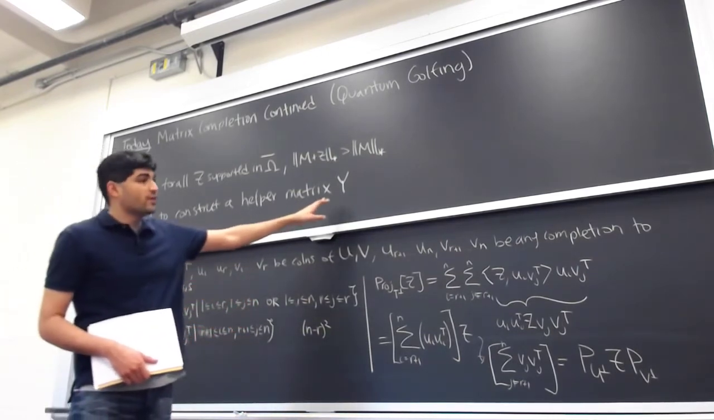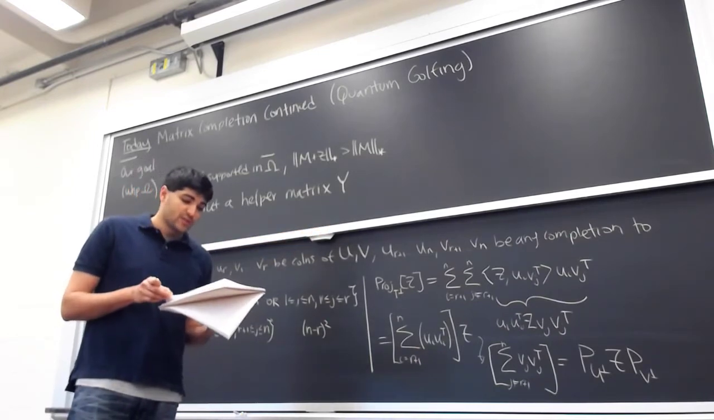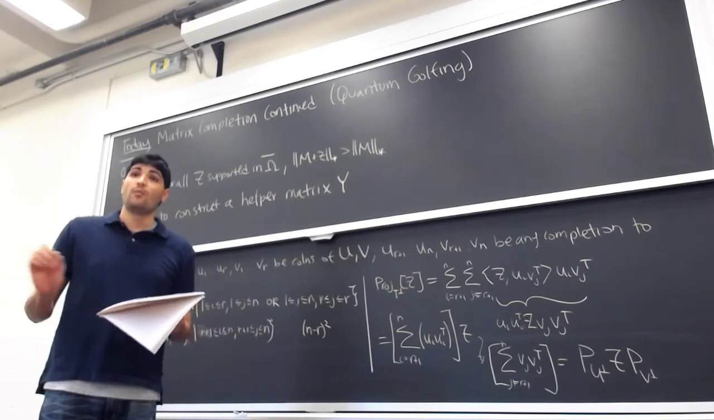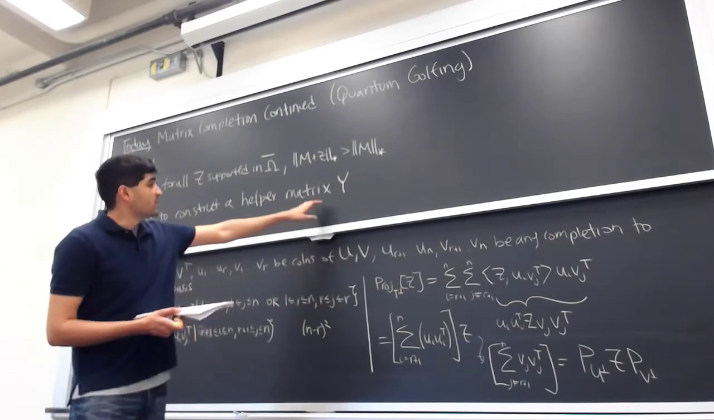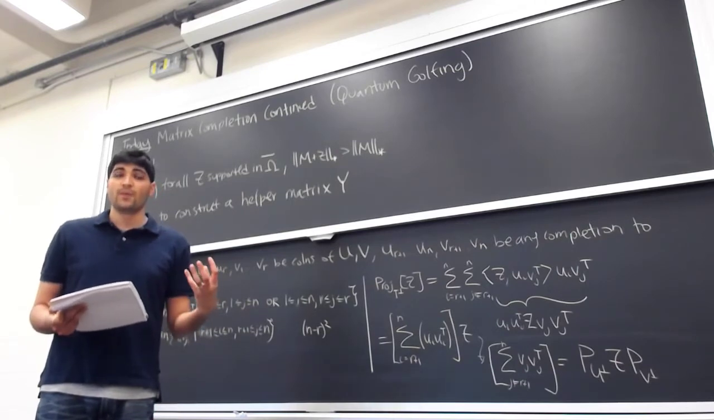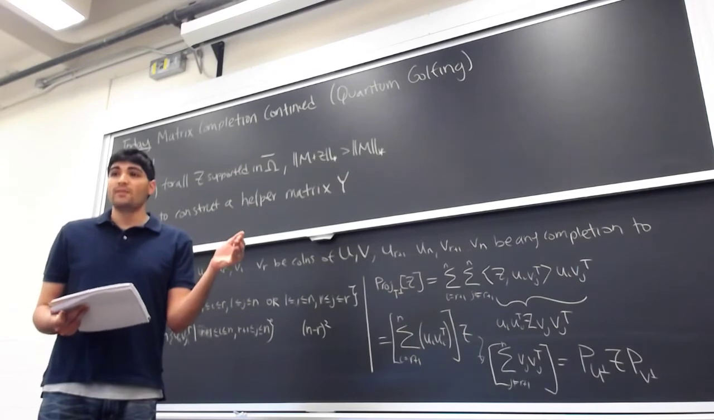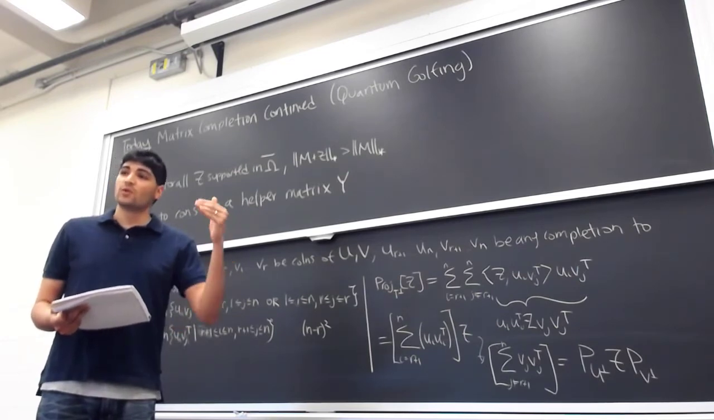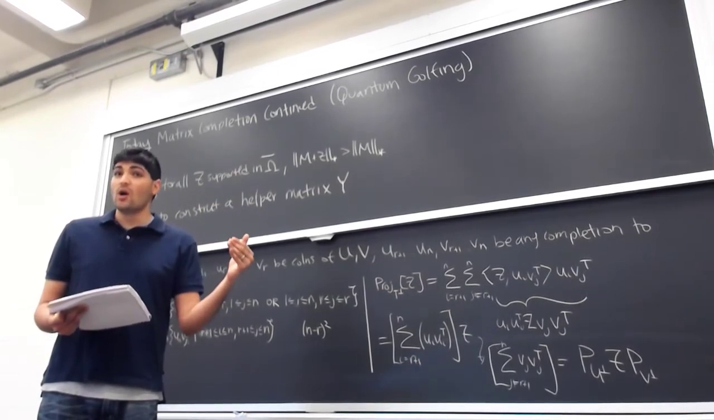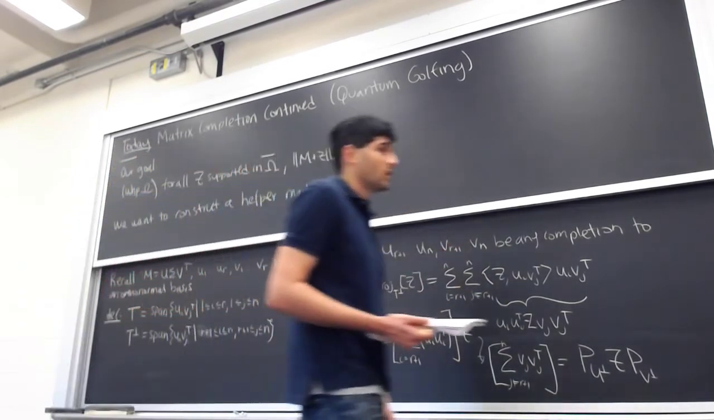And now I can tell you what this helper matrix Y is. So that's our goal: the first thing is just to define the properties of this helper matrix Y, this mysterious thing which is going to let us prove that nuclear norm minimization recovers the true matrix. So I'm going to state the properties of Y, and then what we're going to work towards is showing that those properties really are enough to establish this, and then we'll worry about constructing Y.